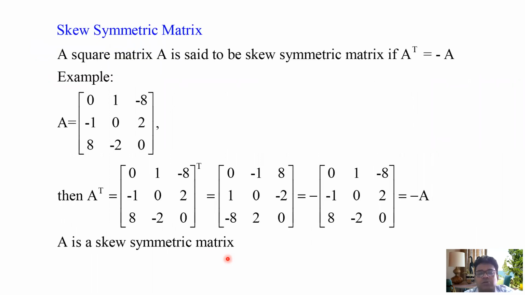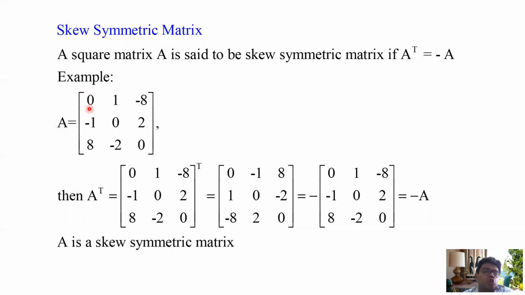Now skew symmetric matrix. A square matrix A is said to be a skew symmetric matrix if A transpose is equal to minus A. Now let's try to understand with an example.